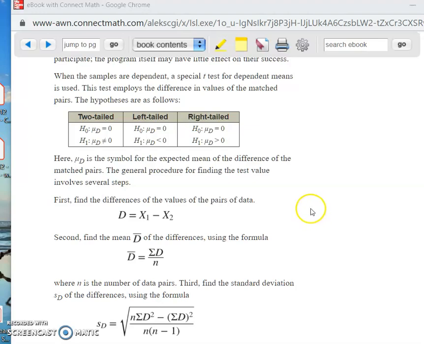What gets in your way is the notation, the actual notation itself, okay? All right.